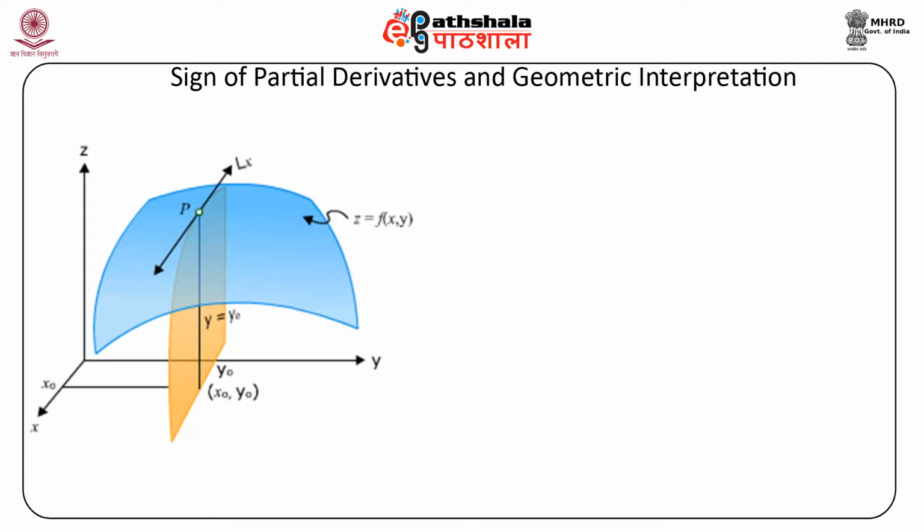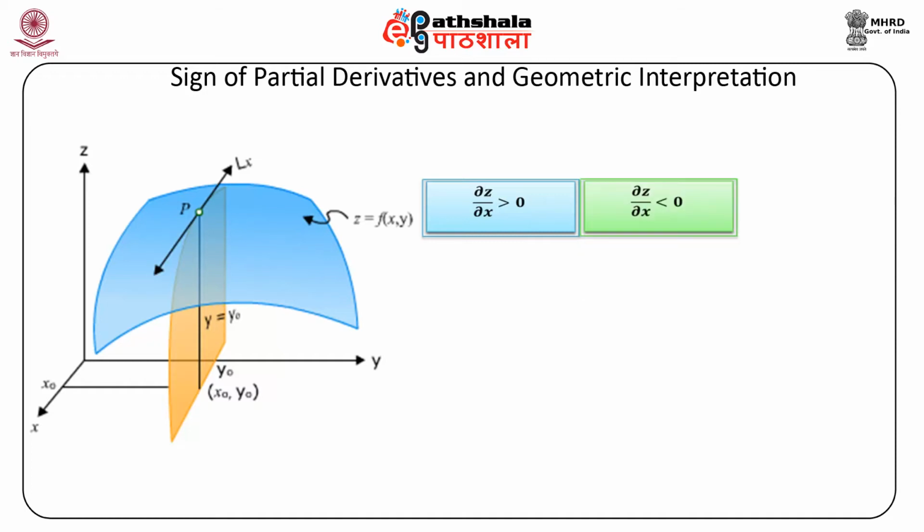The adjoining Figure 1 illustrates the partial with respect to x. ∂z/∂x measures the slope of the tangent line to the vertical plane sections of the surface in the direction of the x-axis. Similarly, ∂z/∂y measures the slope of the tangent line to the vertical plane sections in the direction of the y-axis.